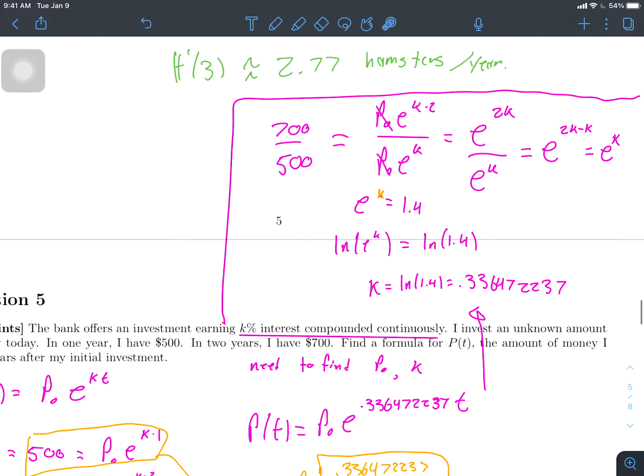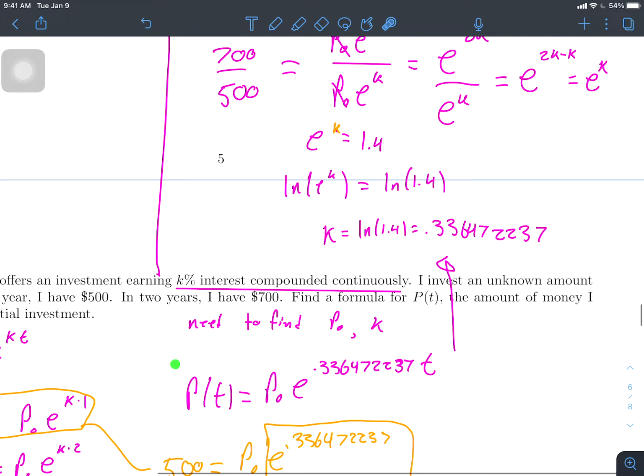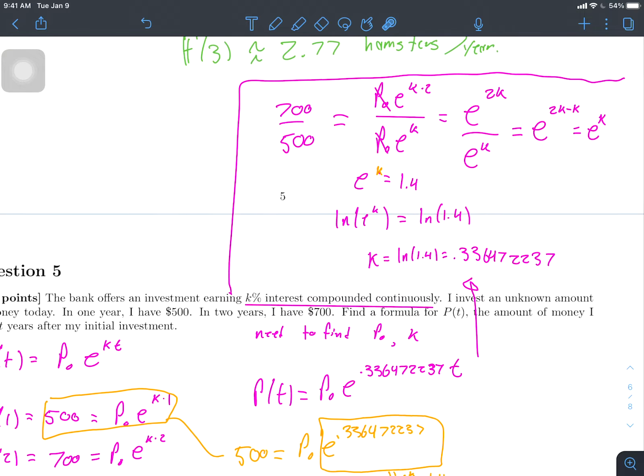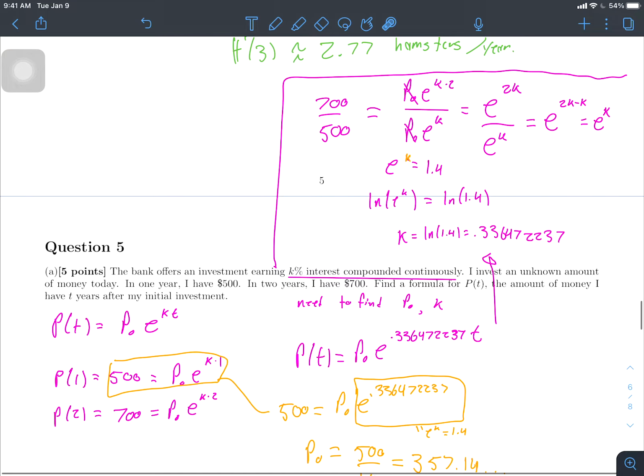All right, so that was how I figured out what k was. So at this point, I've got k. So I have the equation P of t is equal to P0 e to the 0.336472237t. And now I have to find out what is P0. And that's the tricky thing, is they actually don't tell us what is the amount of money, right? They tell us that after a year I have $500, so presumably I started with less than that, right?